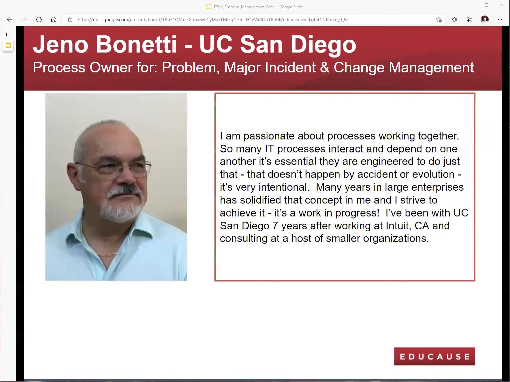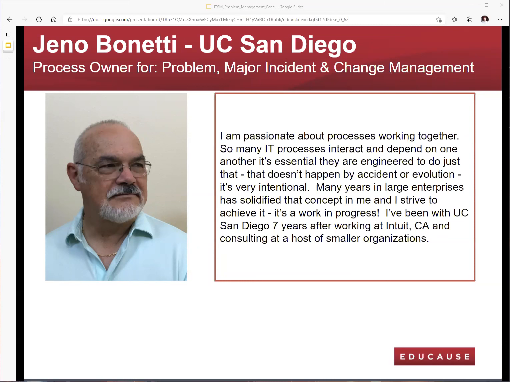Hi, this is Gino Bonetti, and I'm from UC San Diego, and I have a couple of areas of responsibility. And while they seem separate, they are not. They are actually very much woven together. Problem, major incident, and change. It's major incident, not the general incident process there, because major incident's a bit of a specialty.